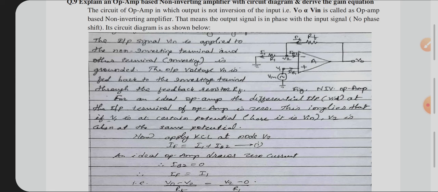V1 is let's say the voltage present at the positive terminal and V2 is the voltage present at the negative terminal. IB1, IB2 are the two input bias currents. VO is the output. This is the circuit description. You can write in your own words.